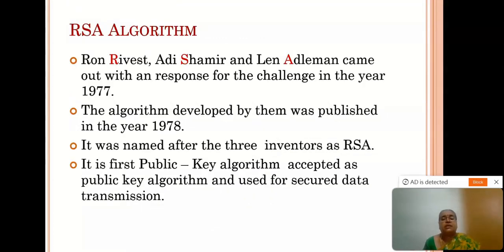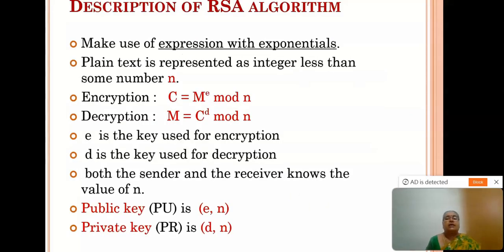Based on this public key crypto system, RSA introduced an algorithm called the RSA algorithm to transfer data in a secured manner. Now, let us discuss the concepts behind the RSA algorithm. This RSA algorithm makes use of expressions with exponentials. As I said, the pair of keys, public key and private key, are mathematically related to one another, and here they are related using exponentials. The plain text is represented as an integer number n. The encryption is done as follows: the ciphertext is equal to the original message M to the power E.